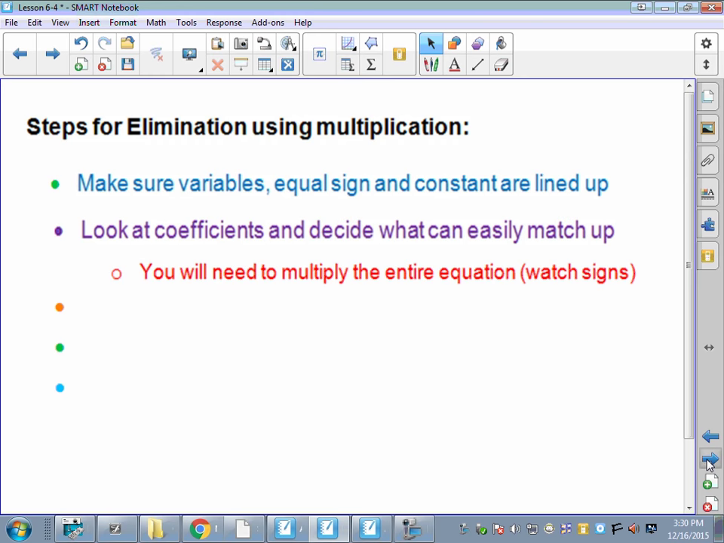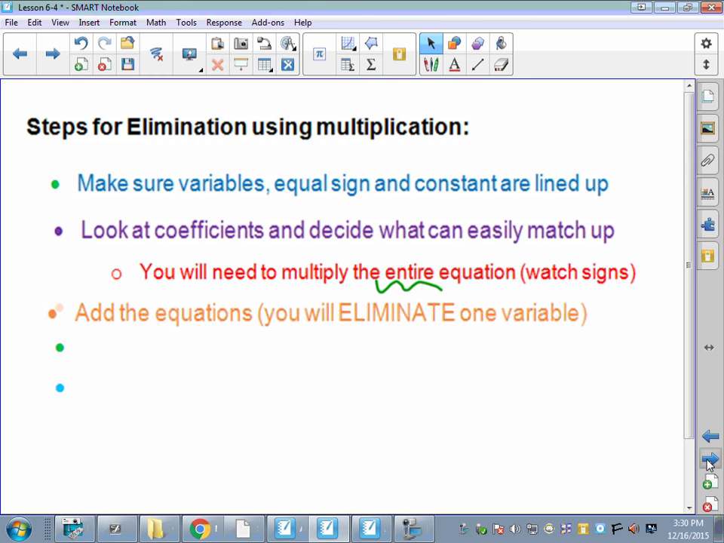You do need to multiply the entire equation. And watch out for those signs. Multiply by a negative if you need the opposite sign. If you're multiplying and it's already a negative, just watch those signs. You multiply the entire equation. I think of it like distributive property. Then once you get there, you've got the same coefficients for one of your variables, opposite signs. Add the equations straight up and down, and you'll eliminate one of the variables. That's the whole point of elimination.